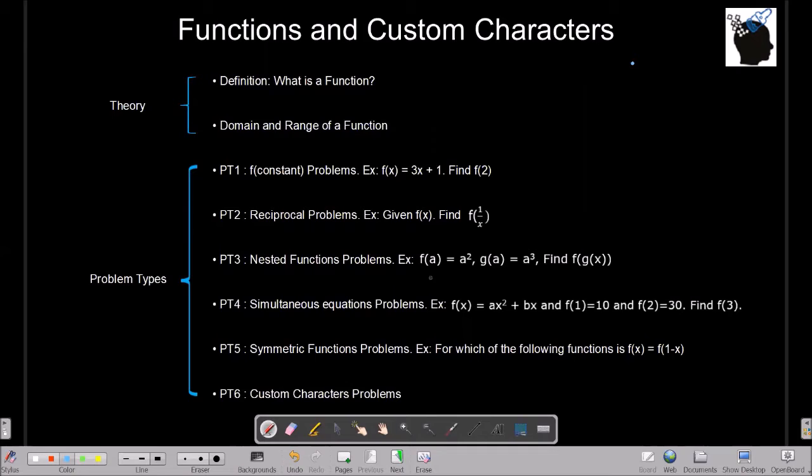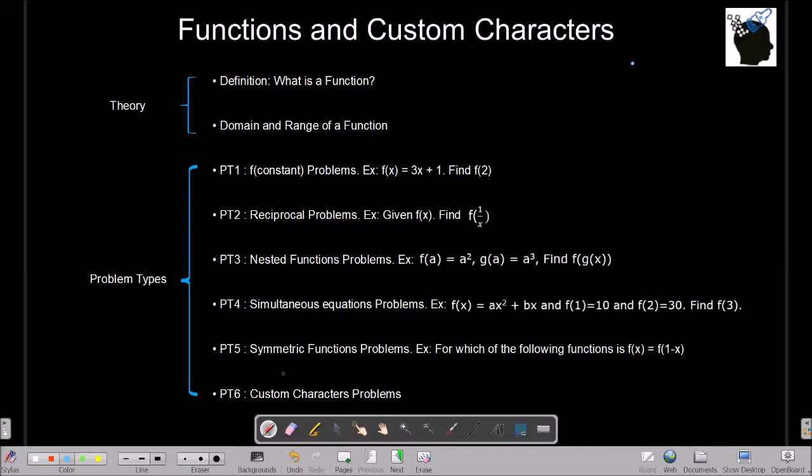So two functions like f of x and g of x are given to us and we need to find the value of f of g of x. The fourth one is on simultaneous equation problems. Example, f of x is equal to ax square plus bx and values of f of 1 and f of 2 are given to us and we need to find the value of f of 3.